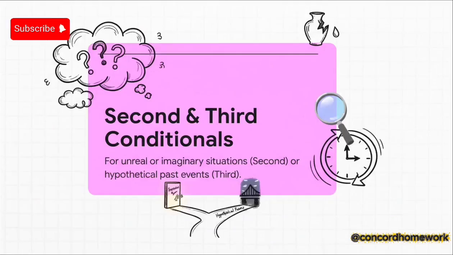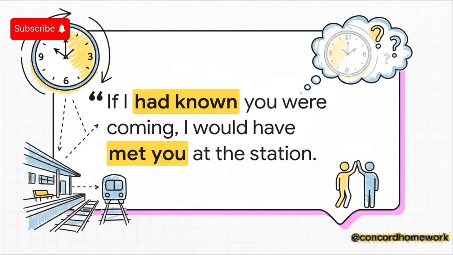Okay, now let's jump into the world of the unreal. The second conditional is all about imagining a different now, a hypothetical present. The third is for looking back at the past and imagining a different result, often with that little feeling of regret, that what-if feeling. The classic third conditional. You'll hear this one a lot. So what actually happened? I didn't know you were coming, so I didn't meet you. Simple as that. This sentence lets us talk about that alternate reality, the past that didn't happen, and imagine what could have been.